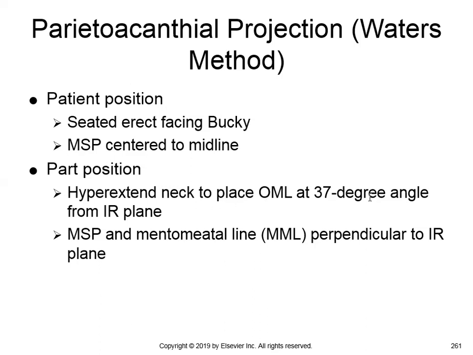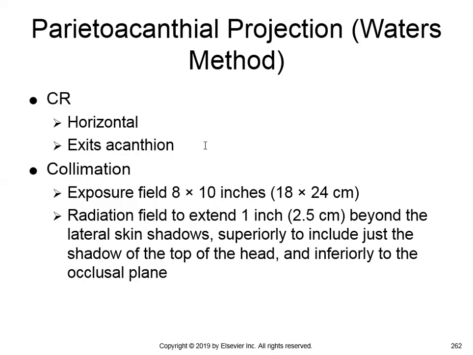So hyperextend the neck until the OML forms a 37-degree angle from the image receptor. And everything else is pretty much the same. Collimation is going to be a little bit tighter. It's going to exit at the acanthion, just like the other Waters. Really no difference except for your collimated field is going to be smaller at 8 by 10.